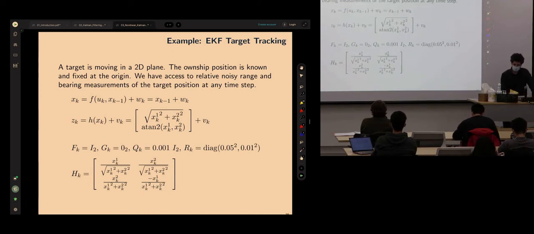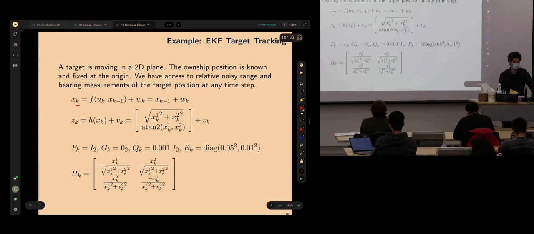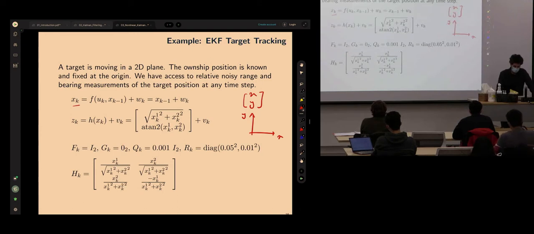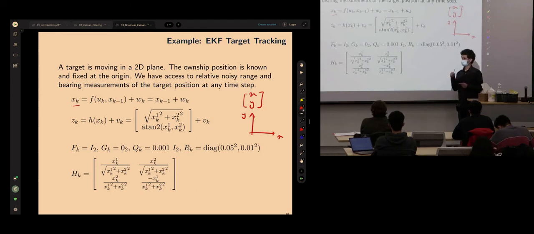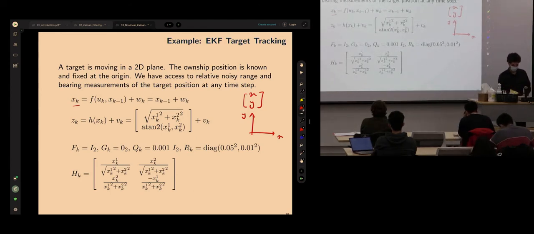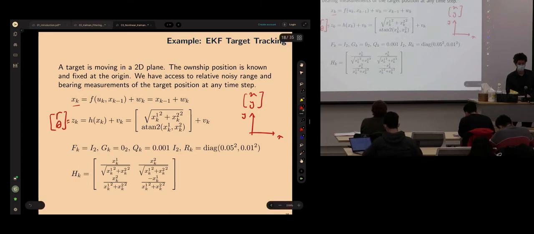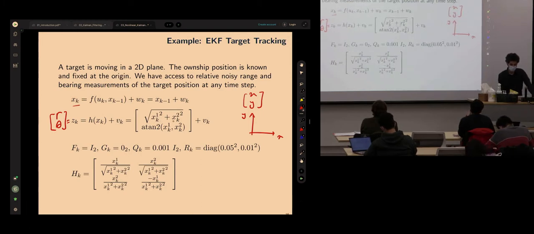So the state is, again, 2D position of the target in the plane. So basically, we're tracking x, y in a 2D plane, okay? We need a geometric relationship between the state and the quantity we actually measure. The quantity we measure, z, you can think about it as range and angle. The range is obviously the Euclidean distance.